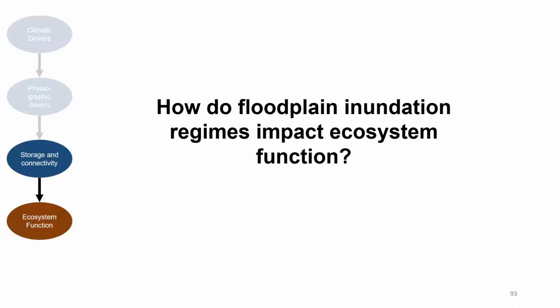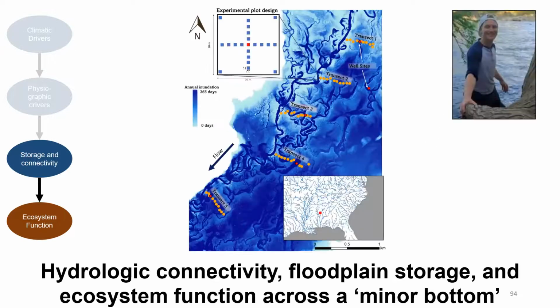And so what I really want to talk about with the last little bit of our time is how these inundation regimes impact ecosystem function. Specifically, I'm thinking about my recent master's student Matt Shockey's project, where we were looking at how hydrologic connectivity, and specifically floodplain storage, impact tree ecosystem function in a minor bottom stream. It's like an 8th order floodplain. So it's not the Mississippi River, but it's still a large swamp complex, is what a lot of folks would call it.